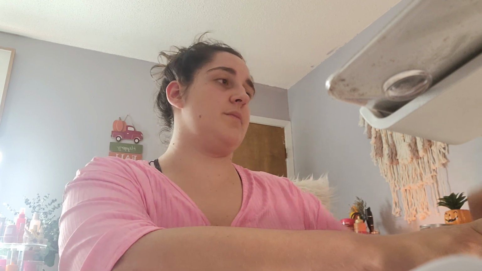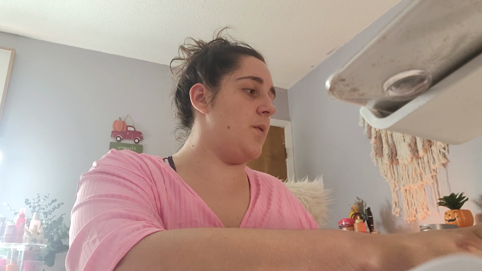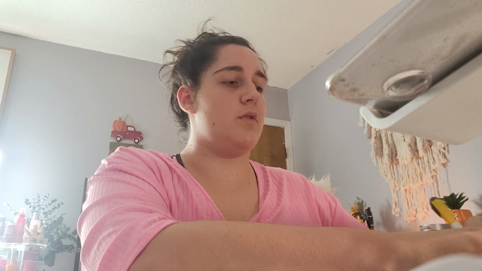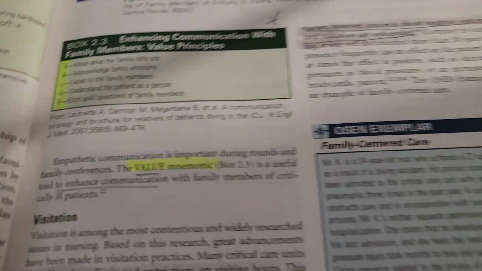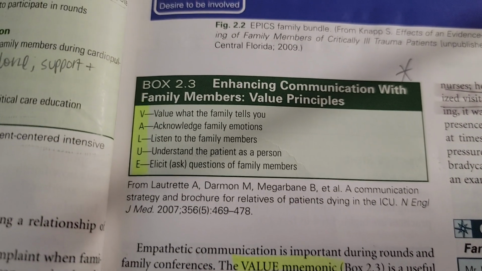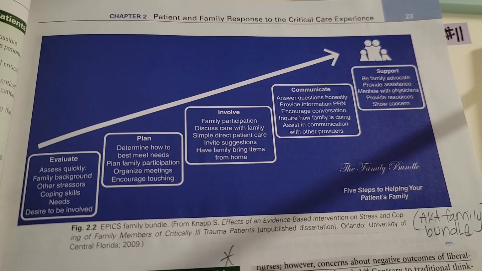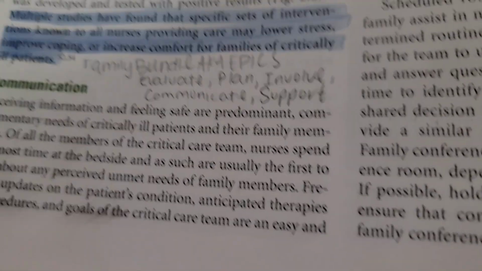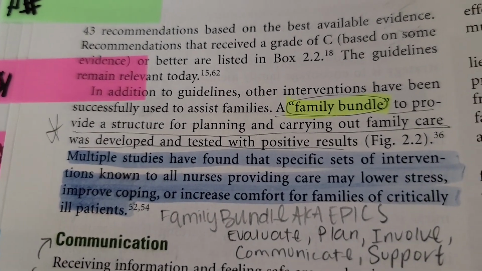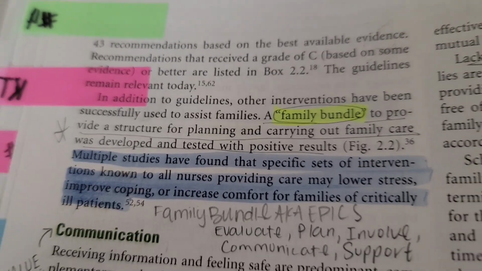Something else that is not on the objective list, but is in the book and I think is good to know, is called the family bundle, and it is on our key terms list. The family bundle is also known as EPICS, which is another mnemonic that I will go over. Kind of like how VALUE, like we talked about earlier, helps with communication, EPICS is the family bundle, and it helps provide structure for planning and carrying out family care. And it has positive results.